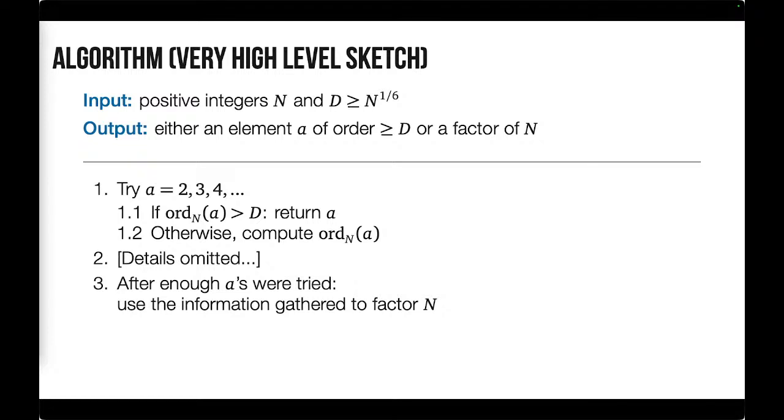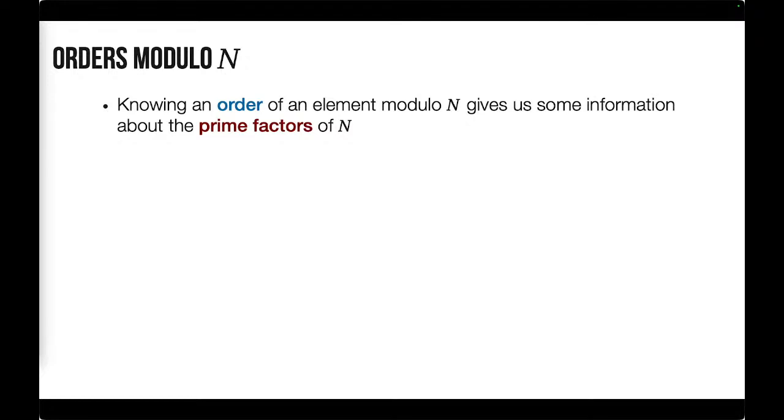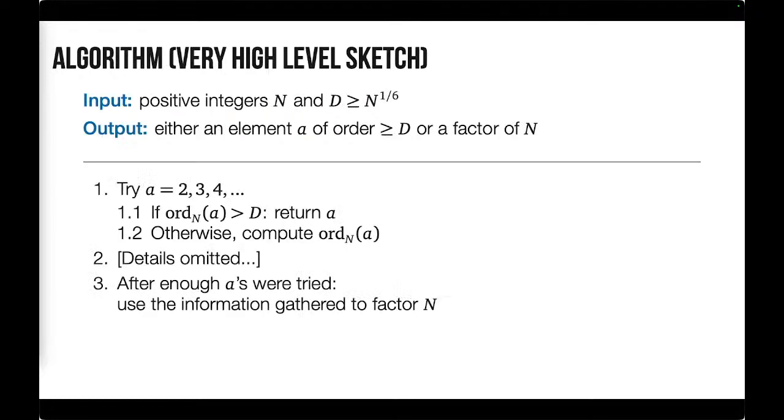So again, I'm omitting many details. It's not difficult, but it's not a priori clear how to check that the order is at least d in time when you only have time square root d, right? You can't afford to compute all the powers, but this can be done, and I think the more interesting part, in my opinion, is the last part. What type of information you learn about the prime factors and how do you factor?